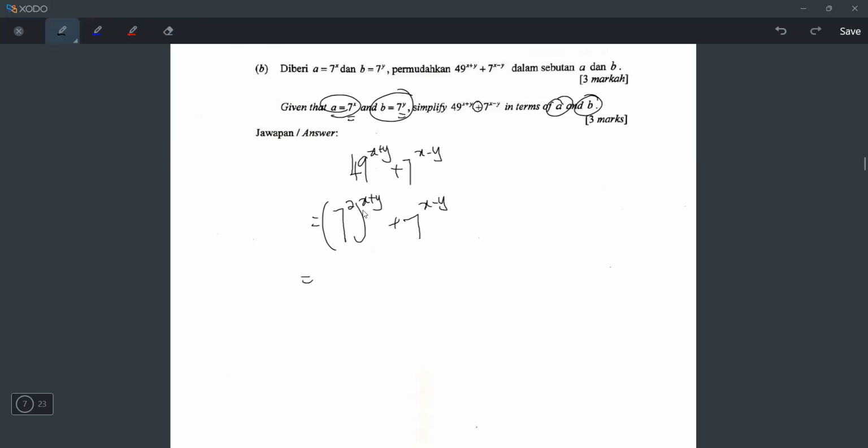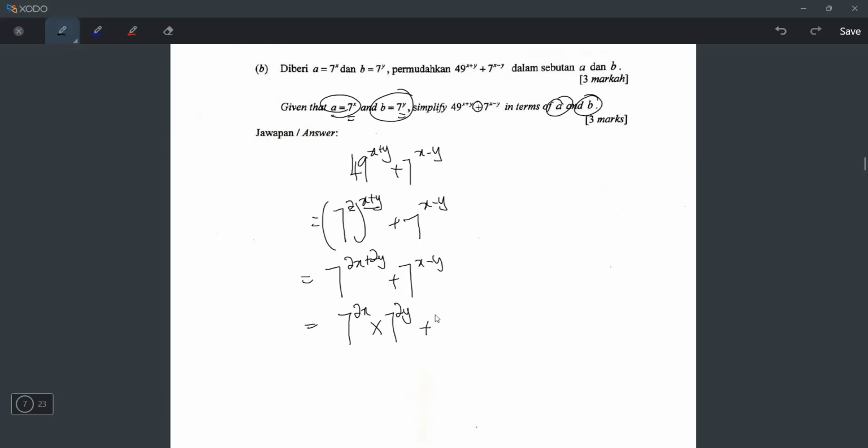Jangan kacau dia. And now, if the power is side by side like this, you can times them together. So you have to times them together, 2x plus 2y like this, plus 7 power x minus y. Now the base is already betul already, but I still cannot change to A and B because A is just 7 power x, and now it's not 7 power x, it's 7 power 2x plus 2y. So now you have to separate everything. Okay, separate everything. So how will you separate 7 power 2x times with 7 power 2y?